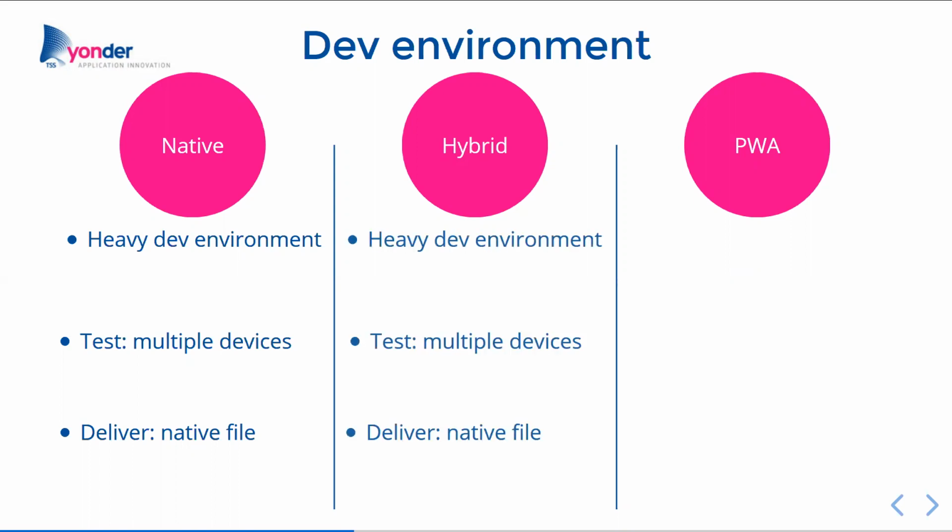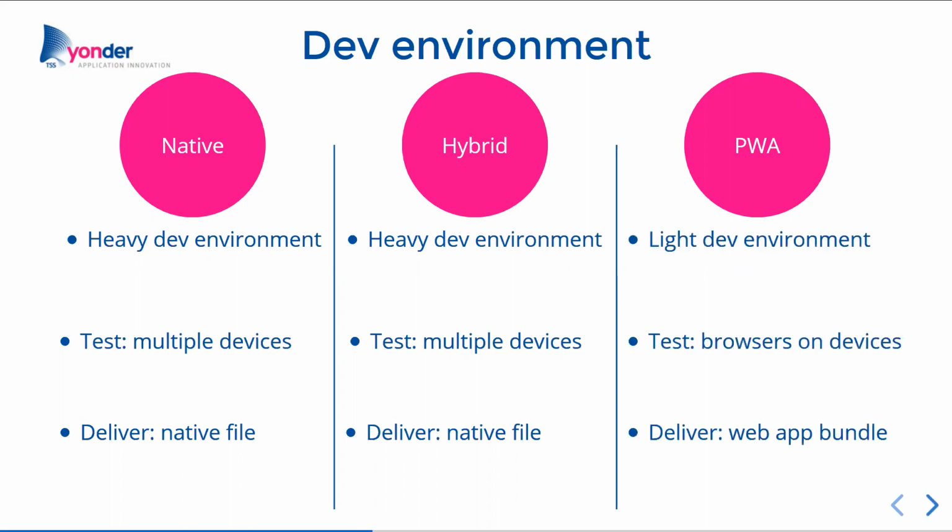Apple. For hybrid, it's pretty much the same thing because the result is still an app, but the development process is different. It's faster, but the end result is the same, which means that the environment needs to support that thing. You develop the same product, the same native file.